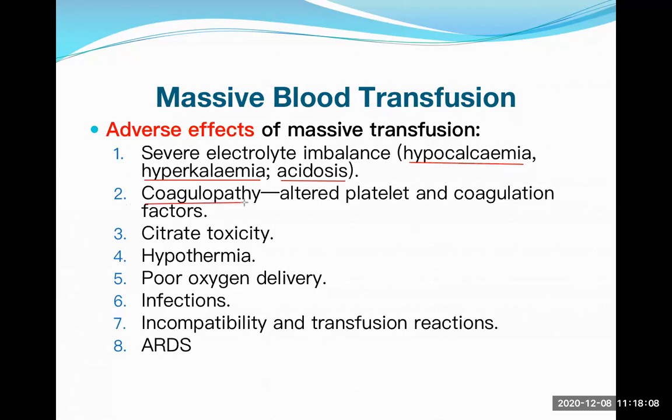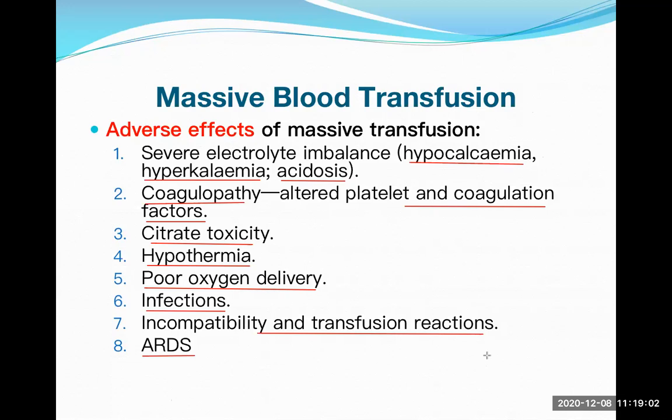Regarding coagulopathy, there are altered platelets and coagulation factors in a massive blood transfusion, mainly because of dilution. Then citrate toxicity, and hypothermia because of relatively cold blood given in a large volume, so the patient may develop hypothermia. Poor oxygen delivery, which I just talked about. Infection chance. Incompatibility and transfusion reaction, which can only happen if you do not check properly. And ARDS, acute respiratory distress syndrome. This is an example of TRALI, transfusion related acute lung injury. TRALI, we say, is a type of ARDS. So these are all different adverse effects of massive blood transfusion.